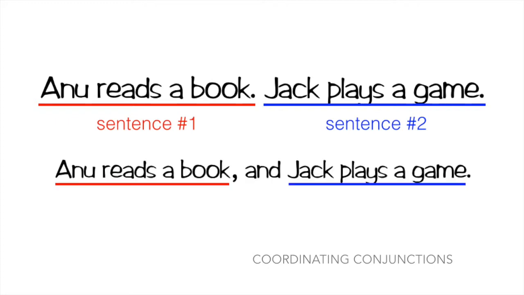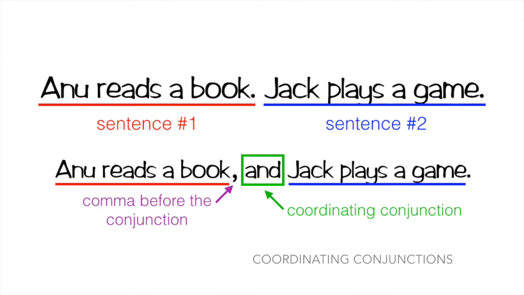So by using a comma and a coordinating conjunction, we can combine these two sentences into Anu reads a book, and Jack plays a game. Notice the coordinating conjunction and especially the comma that comes right before it.